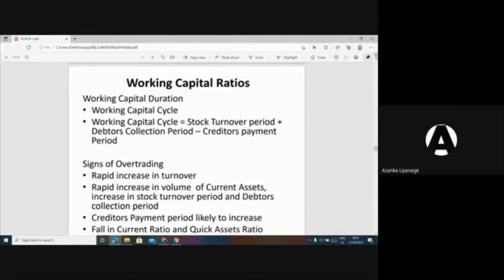Working capital cycle. Under the working capital cycle, first you purchase the stocks, that is the creditors payment period. Then you sell these stocks to customers on credit basis, that is the debtors turnover period. Then again you purchase stocks again, right? That is the kind of cycle: stocks, sales, then creditors to purchase the stock. Right? How do you calculate the working capital cycle? Stock turnover period plus debtors collection period minus creditors payment period. That is the cycle. If the cycle is lower and lower, it is better.